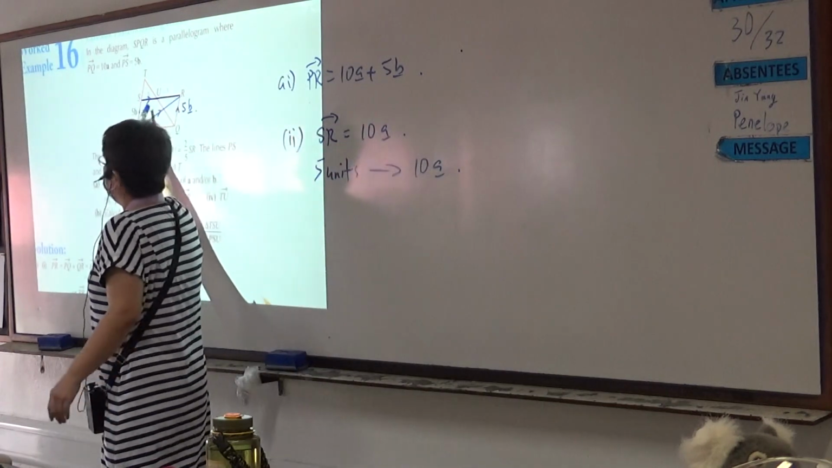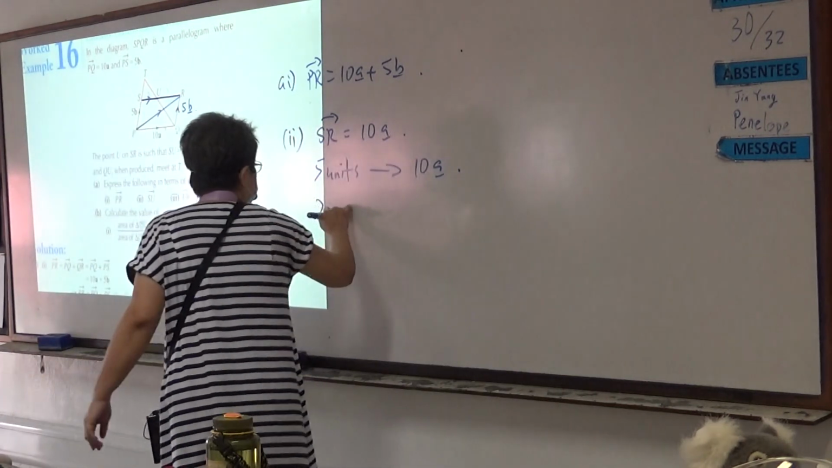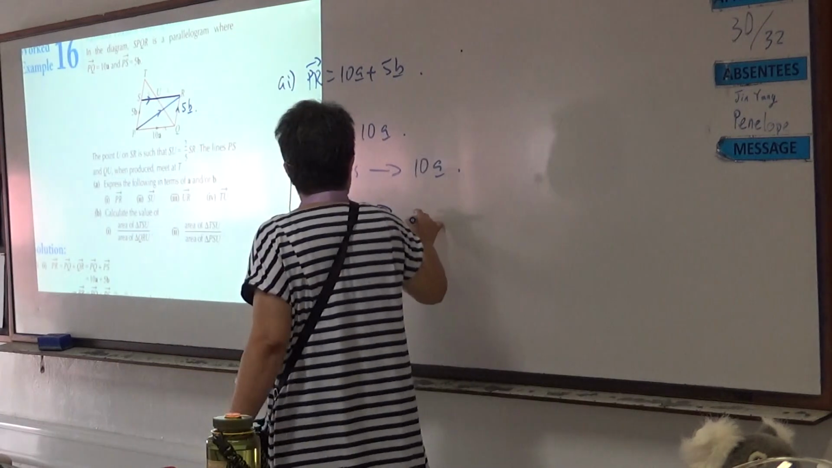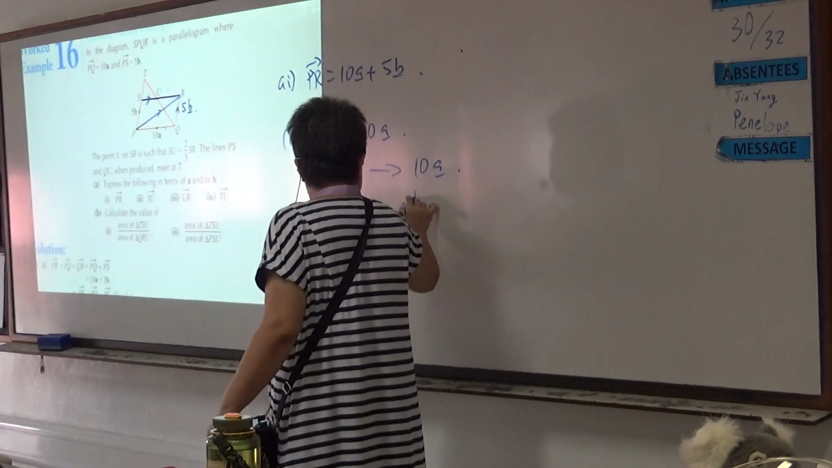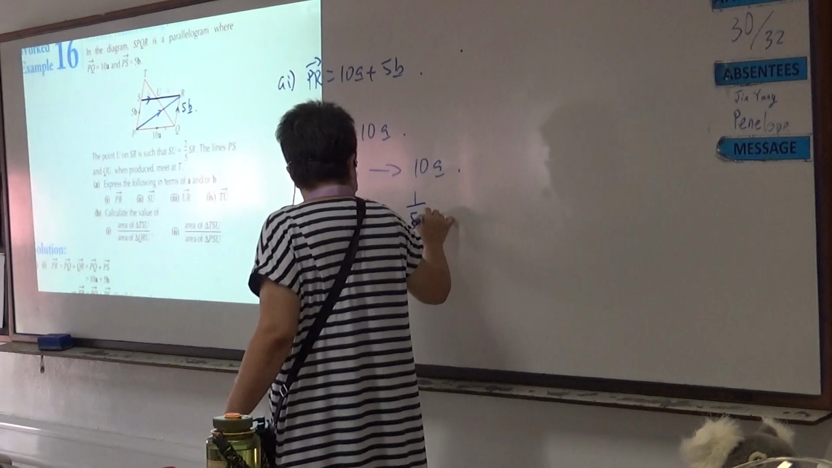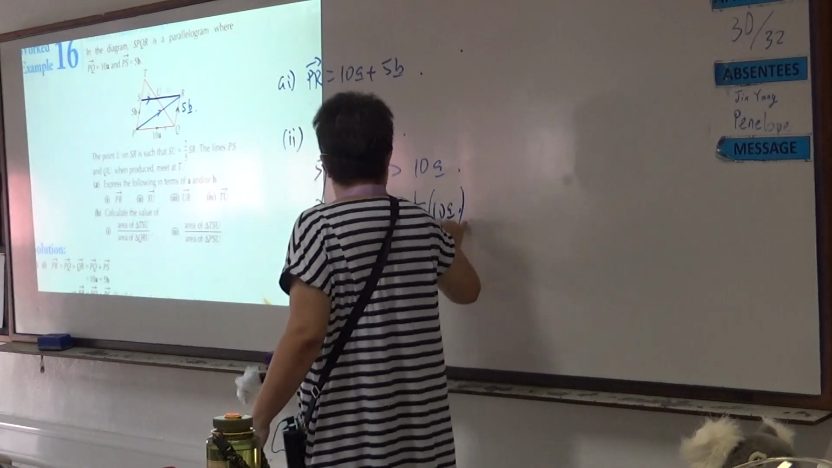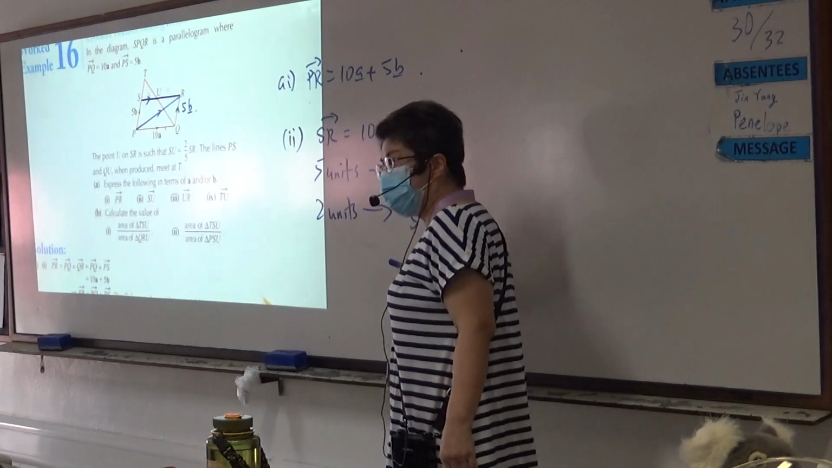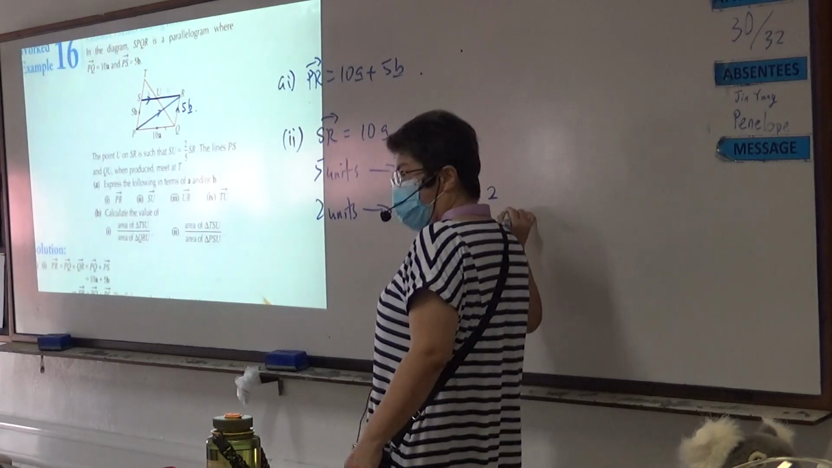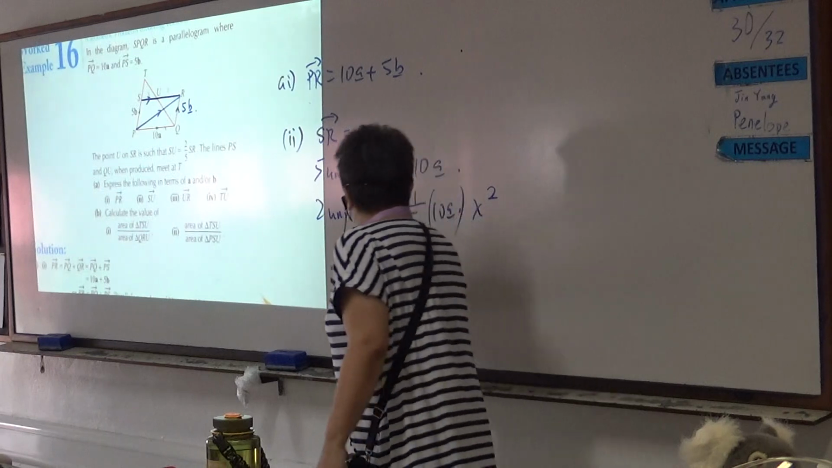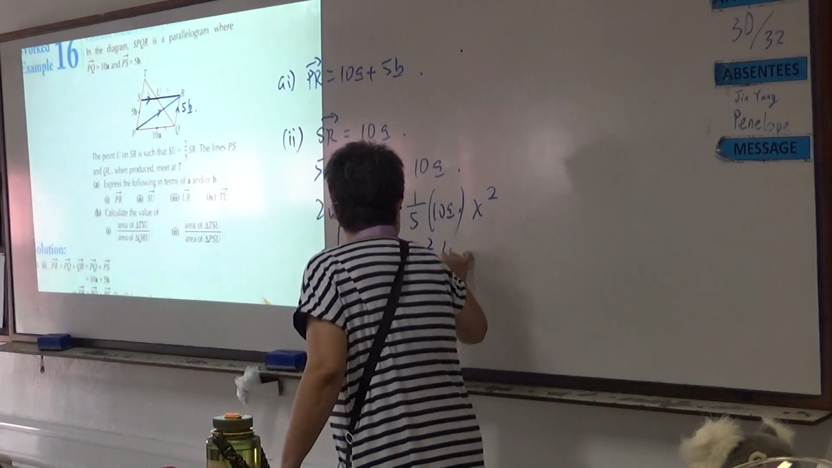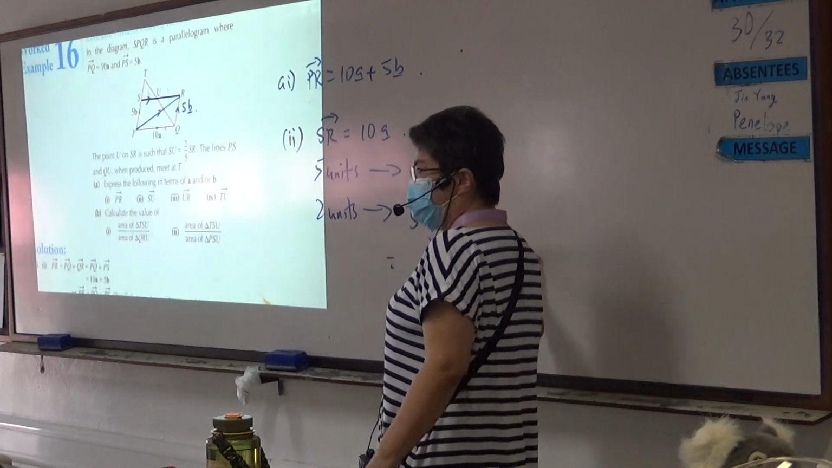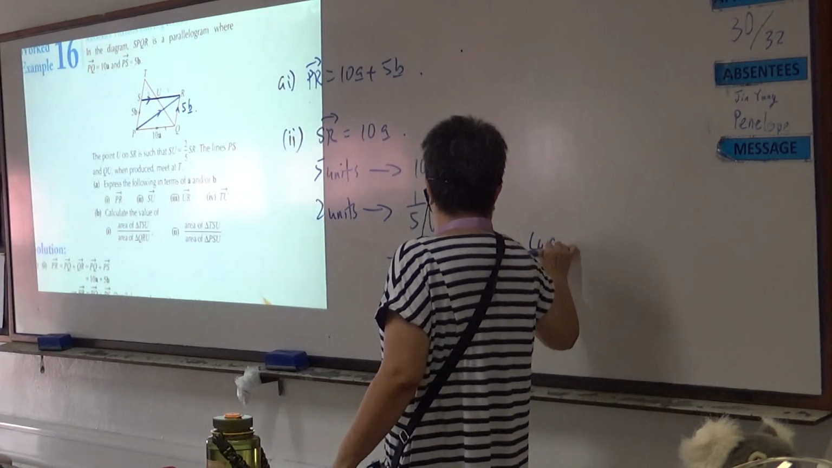What is SU? How many units? So 2 units will be this divided by this. But with vectors we don't do division. We times 1/5, it's the same. Then I times 2. Correct. So what is this? 2/5 of 10A. So how much is this? 4A. Right?